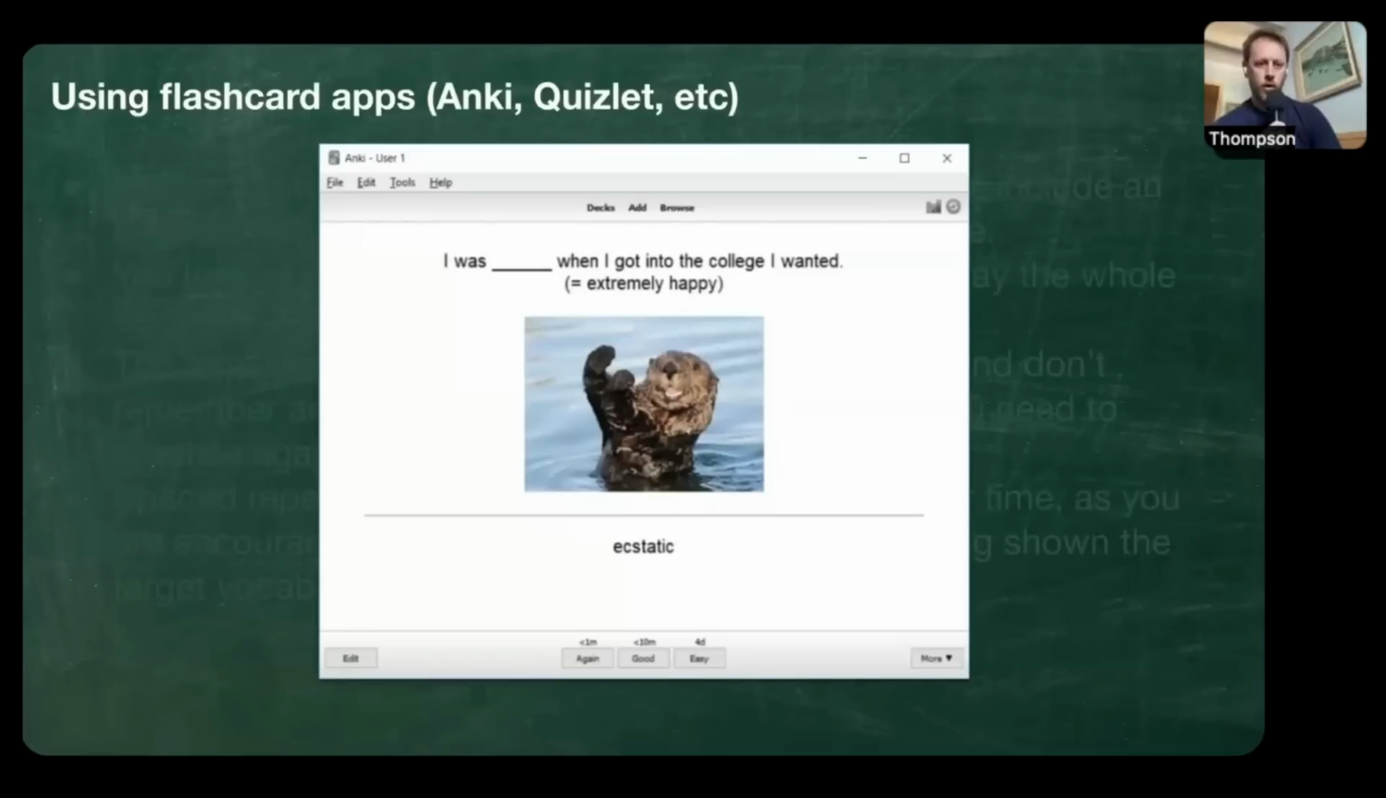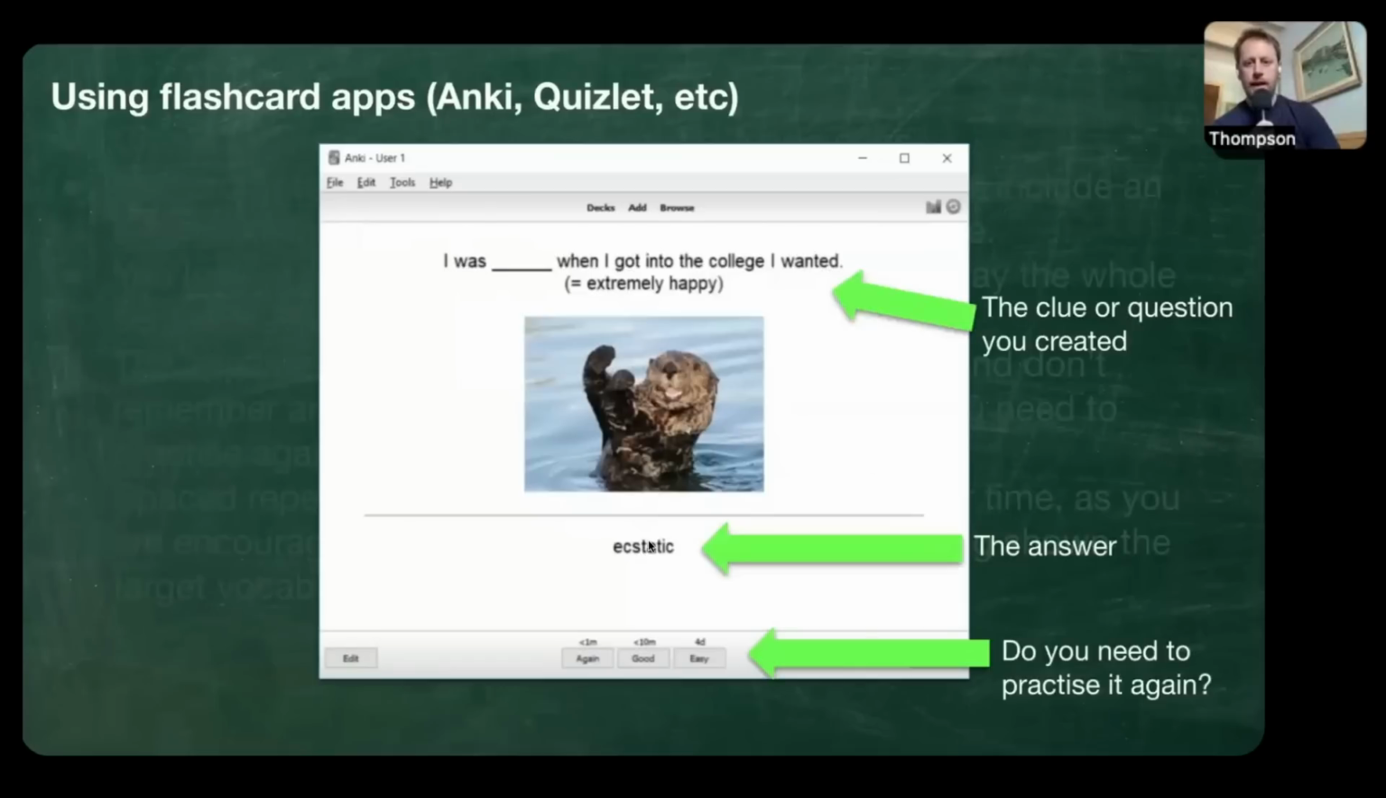Right? Here's an example of one. So I was, there's the target word. I was something when I got into the college I wanted. It means extremely happy. The word is ecstatic, right? So this is just an example of a flashcard. And we can see here, this is the clue or question that you created. So you can create your own flashcard decks, and you put a clue in to help you remember. It could include a definition. Certainly an example sentence is really useful. You've got the answer. You'd actually write the answer in once you remember what it is. And then here is a little thing you can click one of these buttons to show how easy it was to remember.